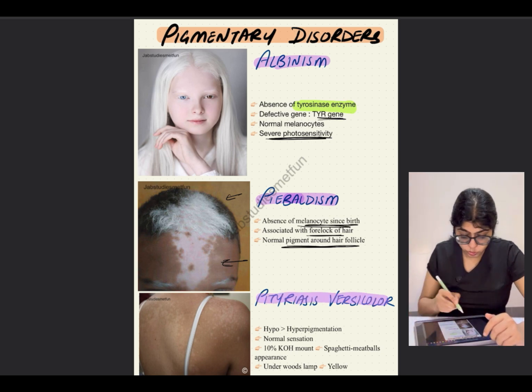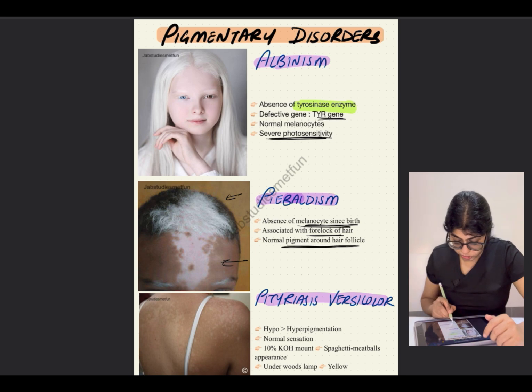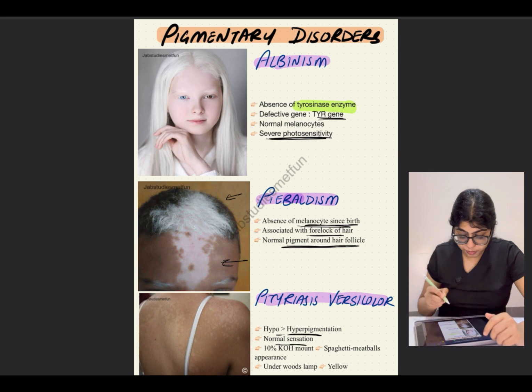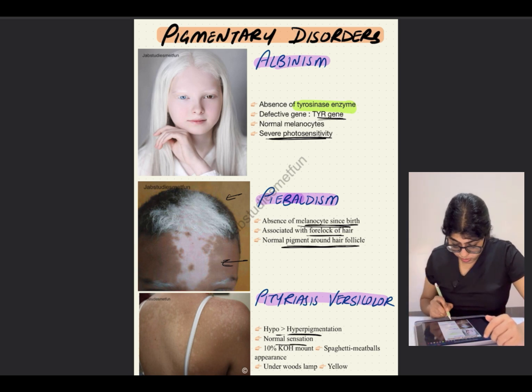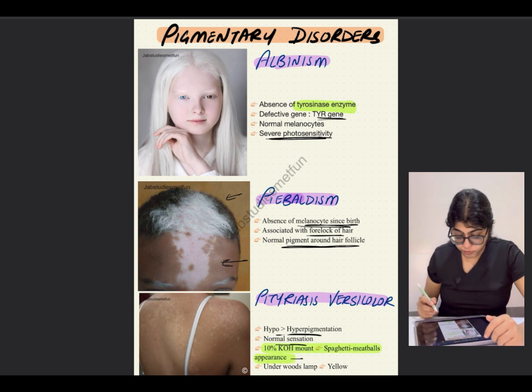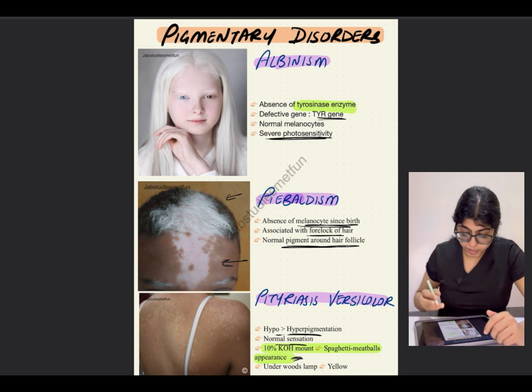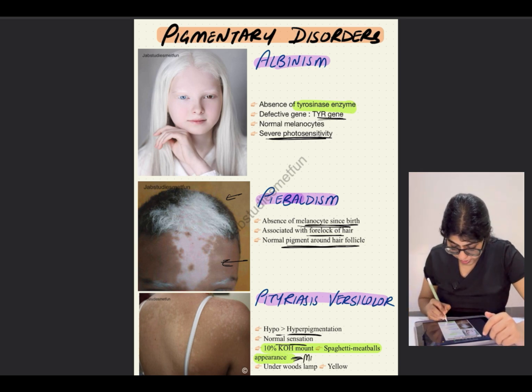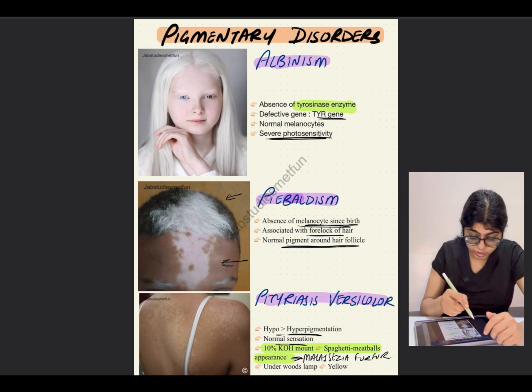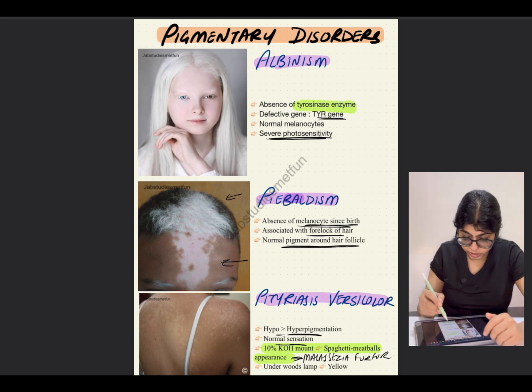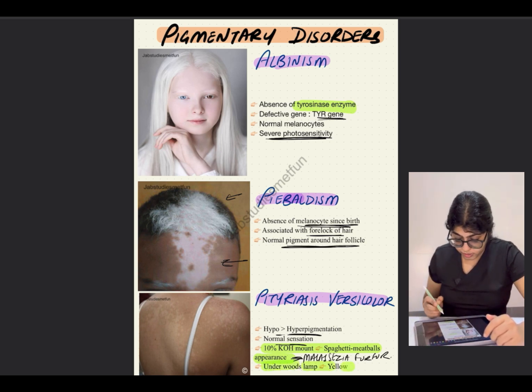Pityriasis versicolor shows more hypo than hyperpigmentation. The sensation of the skin is retained. On 10% KOH mount, we can see a spaghetti and meatball appearance. This is very important in terms of your microbiology. So the fungus in which spaghetti and meatball appearance can be seen is Malassezia furfur. And under Wood's lamp, pityriasis versicolor will show a yellow colored fluorescence.